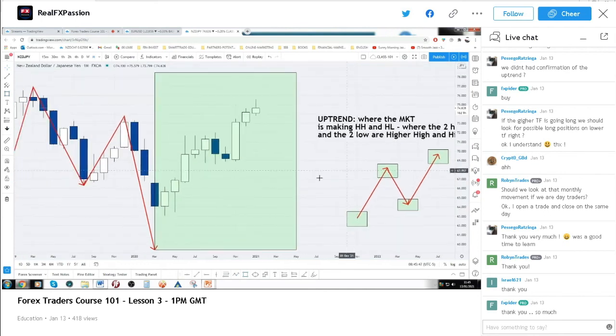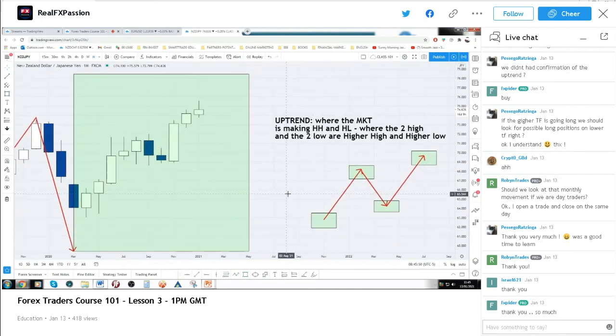Now look at the chart, everybody. Do we have an uptrend? NZD-JPY monthly chart, do we have an uptrend? And if the answer is yes, or if the answer is no, what does this mean to you as a beginner trader? We learned yesterday, everybody, what are highs and lows. So we have different opinions.